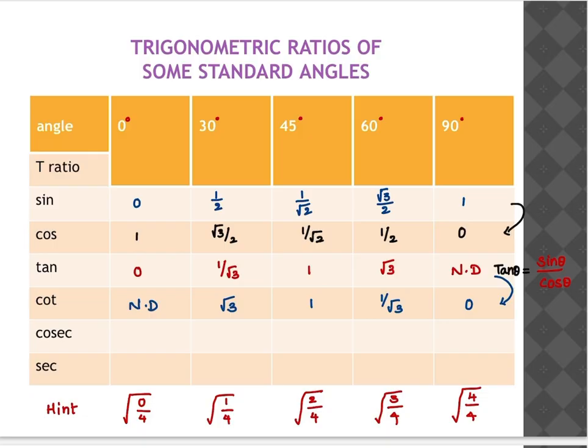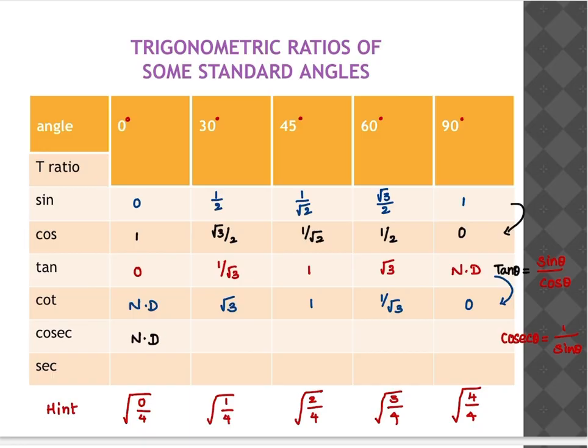Next we move to cosecant values. Cosecant theta is the reciprocal of sine only, so cosecant theta is 1 upon sine theta. This is another formula you have to remember, which we already discussed in the previous class. So 1 upon sine theta means 1 by 0, which is not defined.